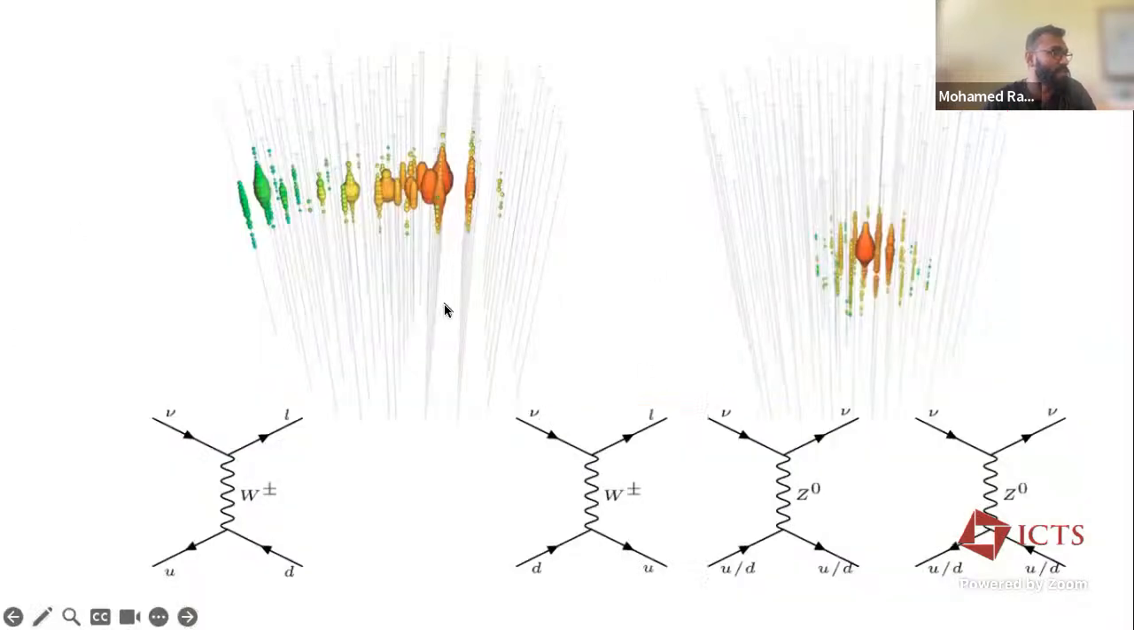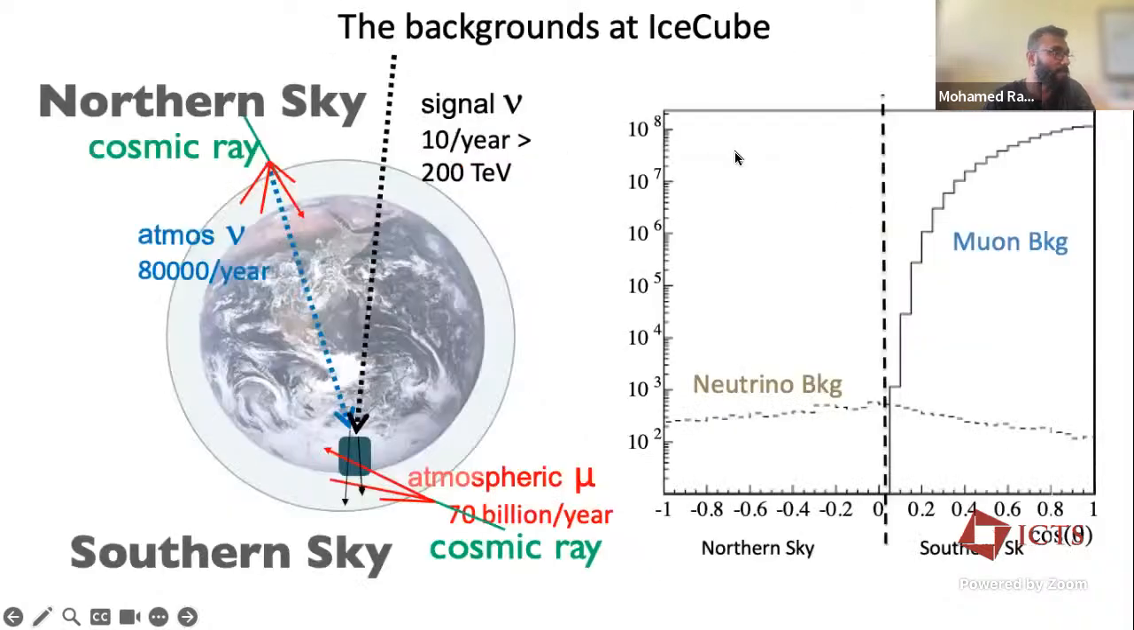This is just another illustration of the Feynman diagrams that produce these signatures. This is a track, and this is a charge current interaction of a muon neutrino, where the outgoing lepton is a muon. All other interactions, charge current interactions of the other two flavors, as well as neutral current interactions of all three flavors, produce this kind of structure, or this kind of pattern of hits within the detector.